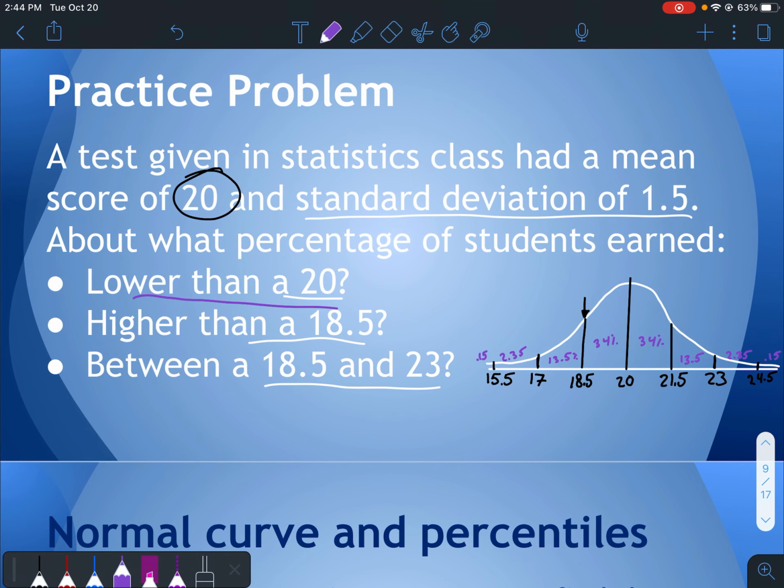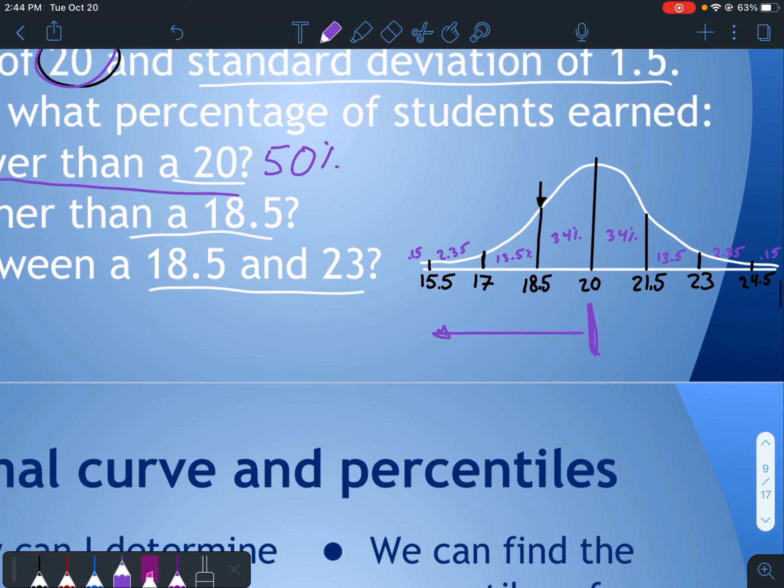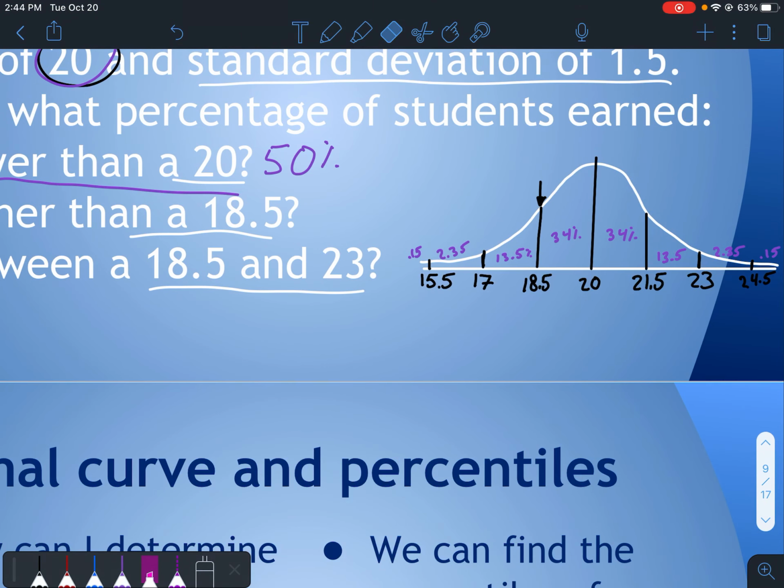So what percentage scored less than a 20? Now, a couple different ways you can go about doing this. If you look at 20, you say, hey, that's my mean. Yes, that means half of the people scored less than that. So that's one way of looking at it. So we know that 50% scored less than 20.